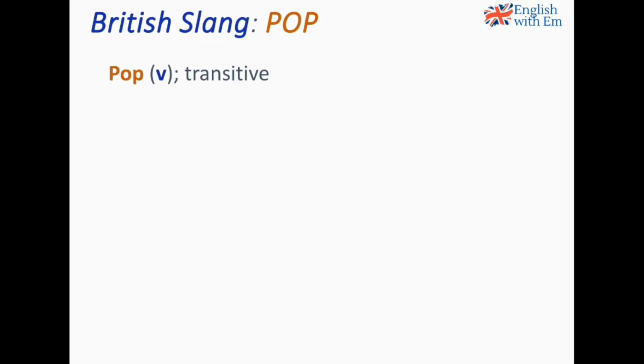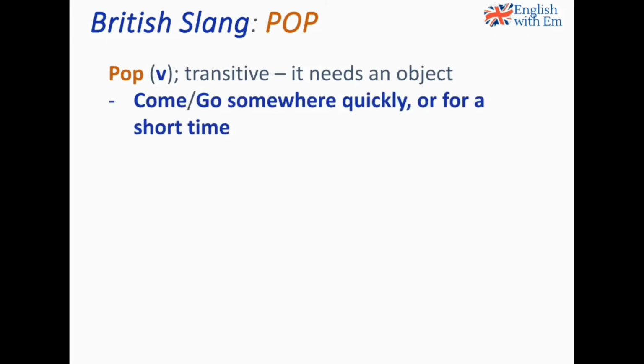Pop is a transitive verb. That means that it needs an object. Now, you'll see what I mean by that in a moment with all the examples we're going to look at. It means to come or go somewhere quickly or for a short time. So we only use pop if we're going to stay in a place for a short period of time or go there very quickly. Now, when I say object, in this case, I mean somewhere. So it's always followed by a place.